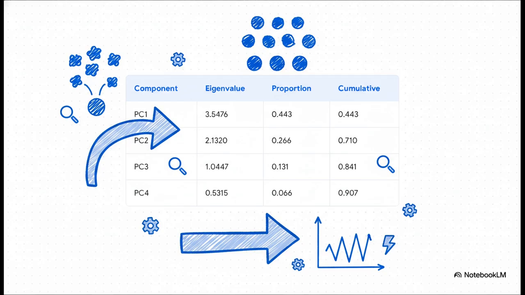And here's what the results look like when you see them in a table. This shows us how much of the original data story each of our new principal components is telling. Check out PC1. It captures over 44% of the total variation all by itself. That one new variable explains almost half of everything that's going on. And look at the cumulative column. By the time we get to PC3, we've explained over 84% of the entire story with just 3 new variables, instead of the original, say, 8 or 10. That is a massive simplification.